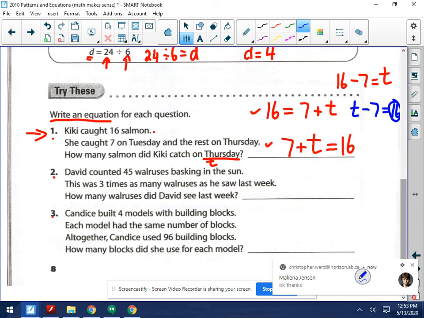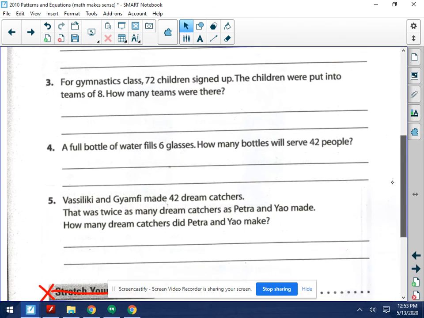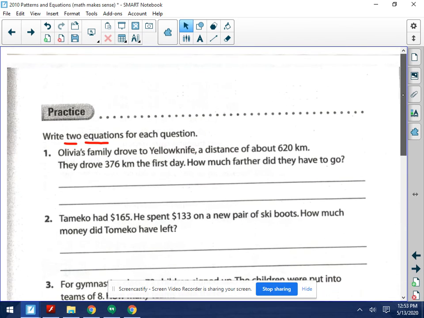So try this challenge page, one equation for questions 2 and 3, and then 2 equations for the ones on the back here. Then have your parents take a picture and send it in to me, okay? Any problems, give us a call, and remember, there's no school on Friday and no school on Monday.